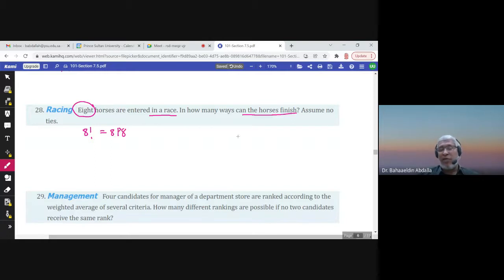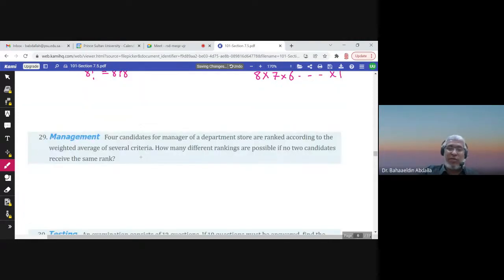Or you can use the fundamental counting principle. For the horse who comes first, there are 8 possibilities because there are 8 horses. Then for the horse in the second position, there are 7 possibilities, and so on up to 1. So it's actually 8 factorial.